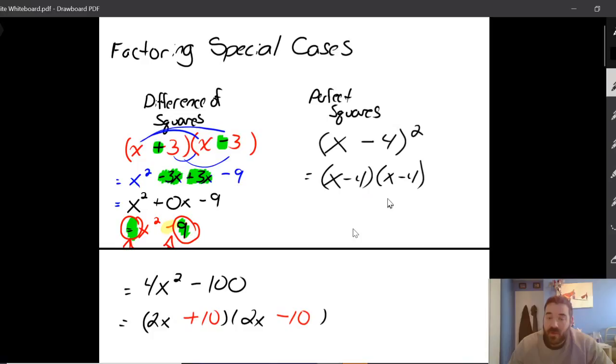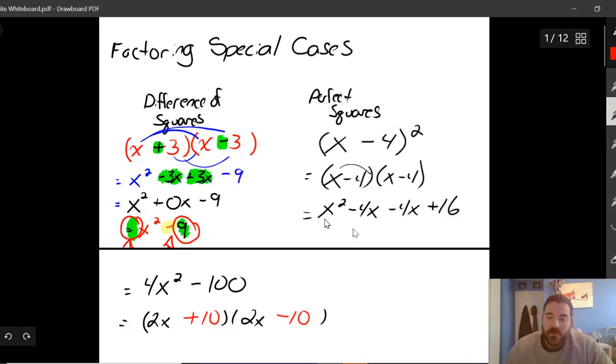Because the binomials are exactly the same, I should be able to recognize this when I distribute them into their trinomial. So x times x is going to be x squared. x times negative 4 is going to be negative 4x. Negative 4 times x is going to be negative 4x. And then negative 4 times negative 4 is going to be positive 16. There are a few characteristics that you'll always see amongst perfect square trinomials. And let's simplify this. So x squared minus 4x minus 4x is going to be minus 8x plus 16.